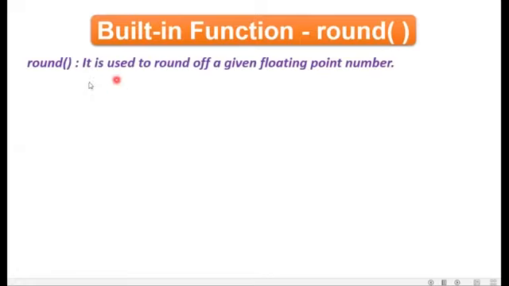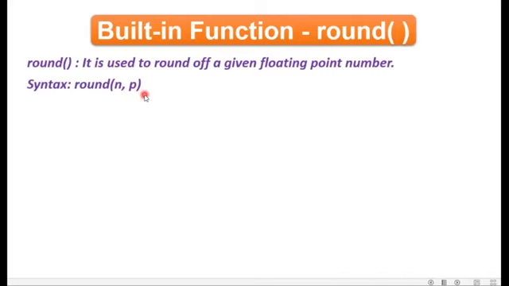Let's move on. Next is the round function. So we are going to understand what my round function is. Round is used to round off a given floating point number. This concept we generally learn in mathematics also, that when we need to round off any value, we stick to one principle: after the decimal, if I am getting any number as 5 or more than 5, then the previous number which is written before that will be incremented by 1, and in that way we round off the value. For example, let's understand the syntax first.